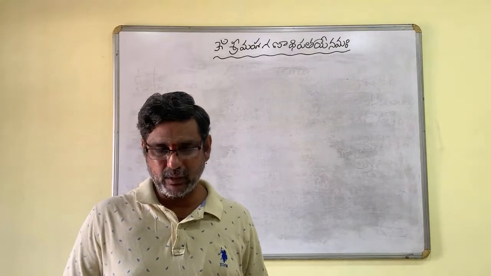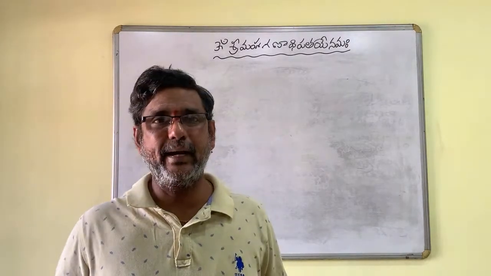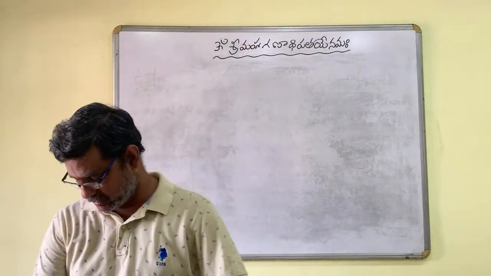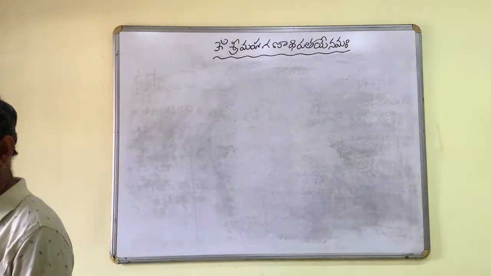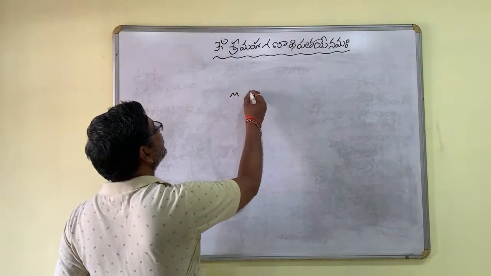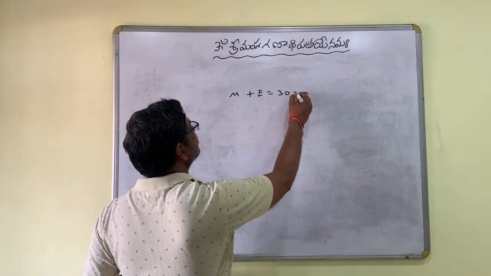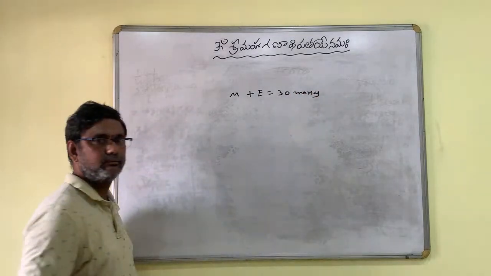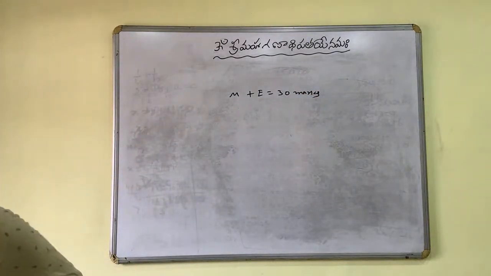Yeah, I'm going to explain to you the next problem in exercise 4.3. The problem is, in a class test, the sum of Shefali's marks in mathematics and in English is 30. There is a student named Shefali. Her marks in math and English together are 30.